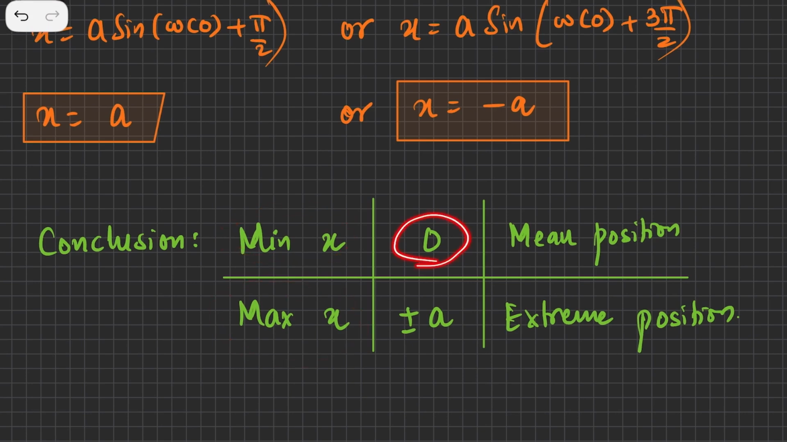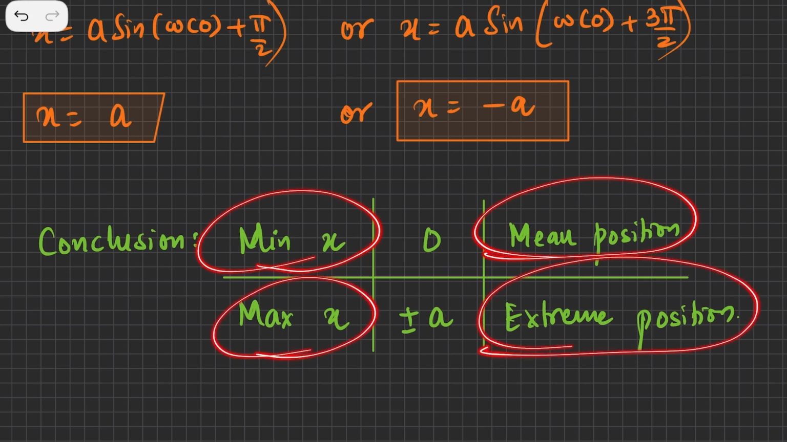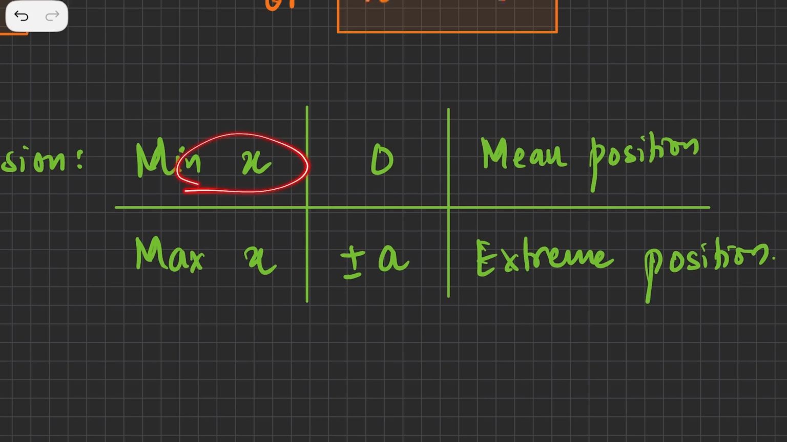The minimum displacement is 0 and the maximum displacement is either plus a or minus a, depending on which position you are at. If you are on the positive extreme, it's plus a; on the negative extreme, it's minus a; and at the mean position, it's 0. So minimum displacement is at the mean position and maximum displacement is at the extreme positions. These are small cues and conclusions: displacement is minimum at the mean position and maximum at the extreme positions, plus or minus a.